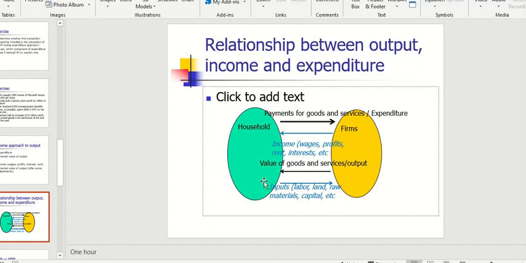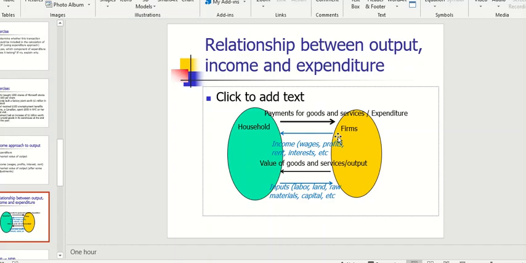Household members provide all these inputs to firms. Okay. So let's focus on the blue arrow. Household members provide all these inputs to firms. So in return, firms produce goods and services, okay? But obviously, all these inputs cost money. So after firms sell these goods and services, firms get some proceeds, and firms will pay household members the income.